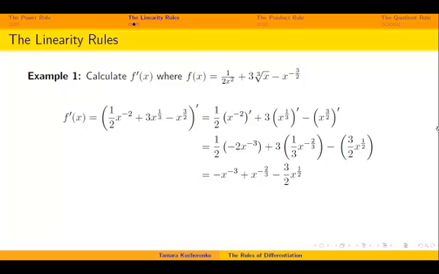We can stop here or rewrite this expression without negative exponents if we are asked to do so. We get negative 1 over x cubed plus 1 over cubic root of x squared minus 3 halves square root of x.